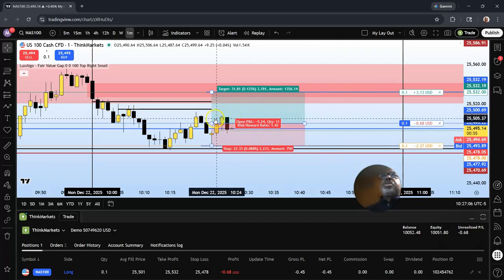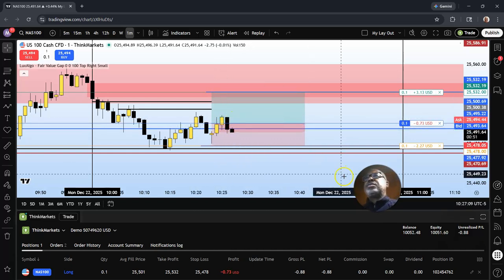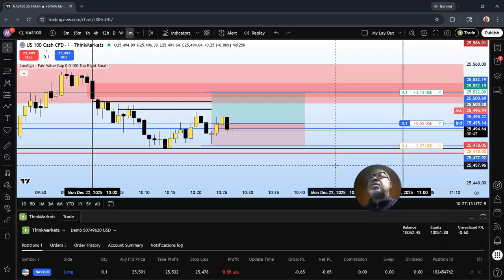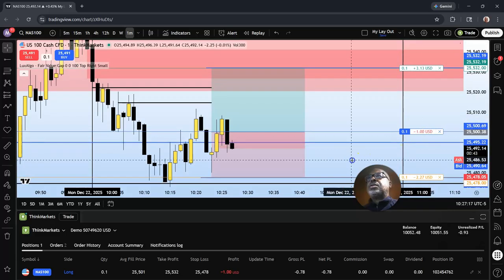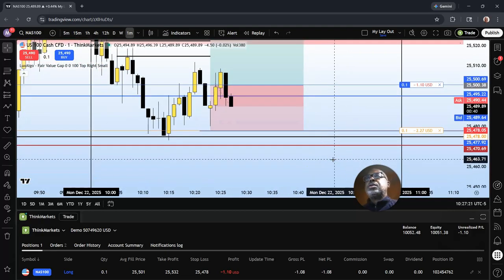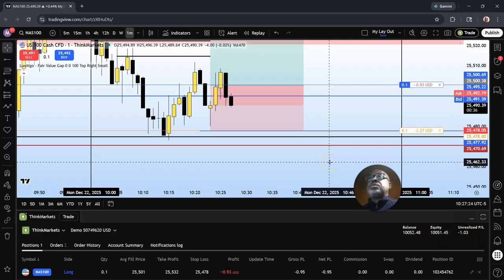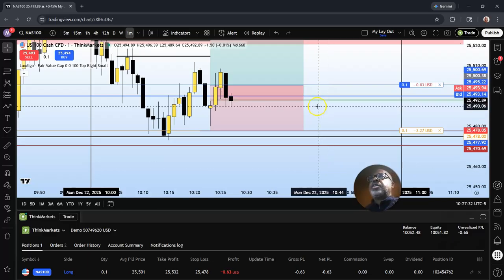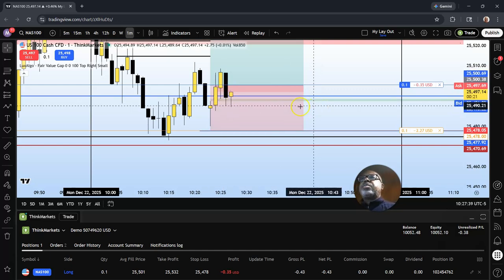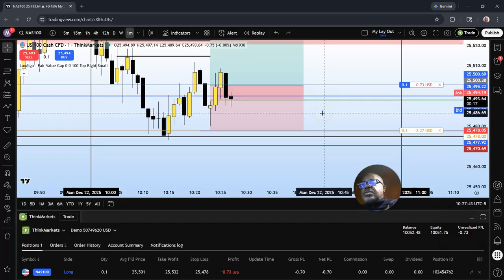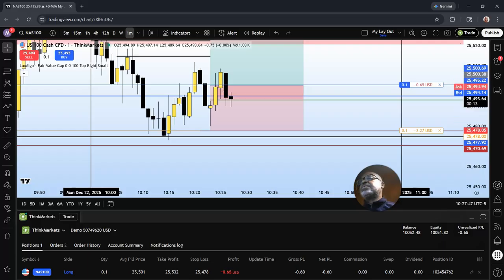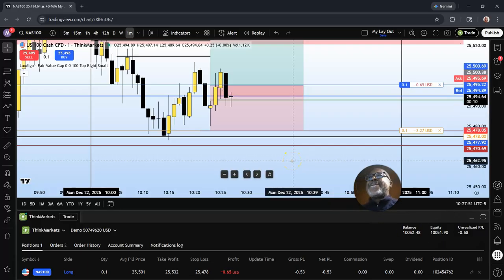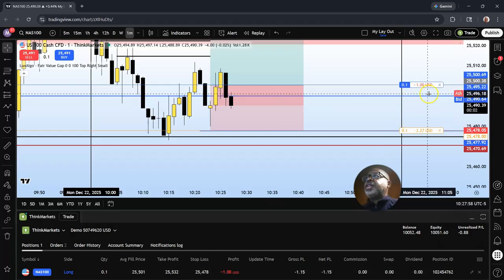Okay, so we got in on the pretty much close of that candle, on the open of the next candle. Okay, just developed another fair value gap right there, so we're in good shape, pretty much. It actually didn't close below the fair value gap, but it touched the fair value gap. This is a small trade, it's not a big trade. We're floating zero dollars right now.